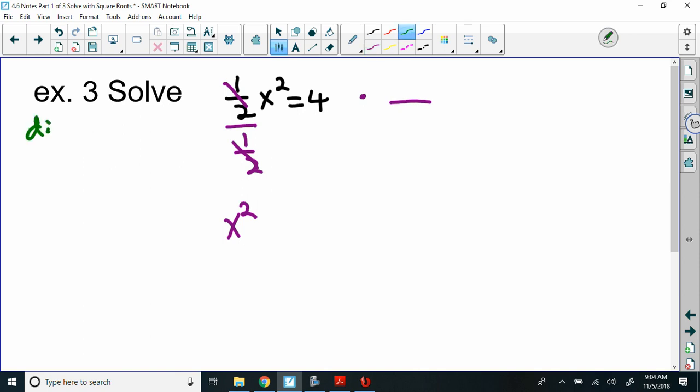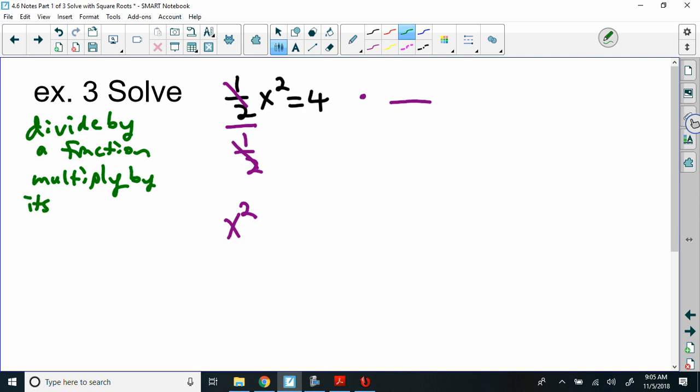When you divide by a fraction, didn't we talk about this a couple weeks ago? Yeah, it's going to increase in size. So when we divide by a fraction, we multiply by its reciprocal, right? So we're going to multiply by 2 over 1. So we get x squared equals, what's 4 times 2 over 1? 8. So x squared is equal to 8. Now we're ready to take square roots. So I guess we just got to take the square root of both sides now.